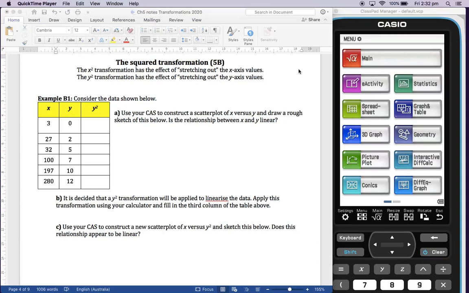Welcome further maths students. In this video we're going to go through some examples of performing a squared transformation, and this is covering exercise 5b of our textbook. So let's get stuck into the example.